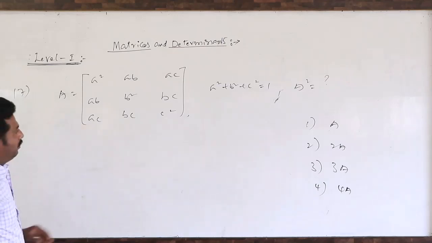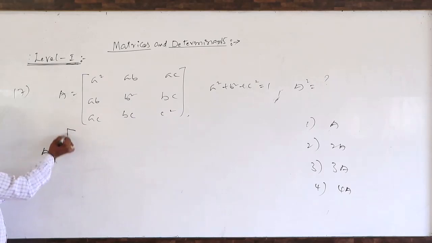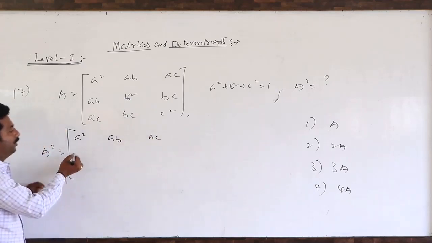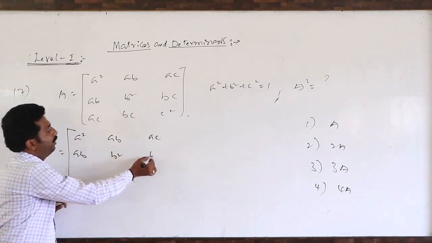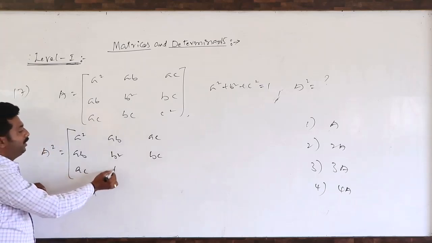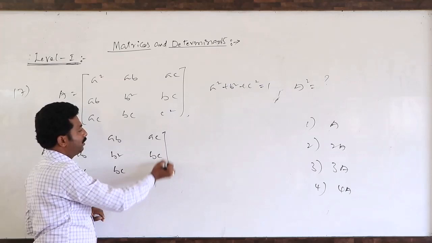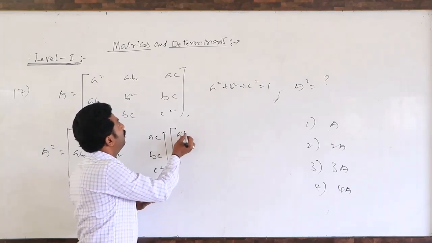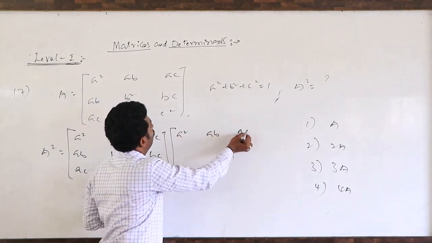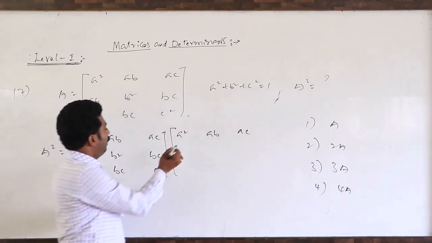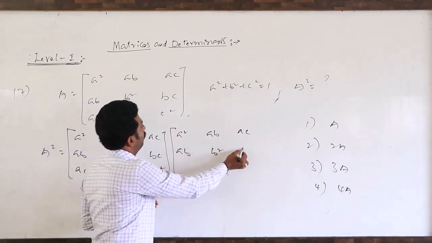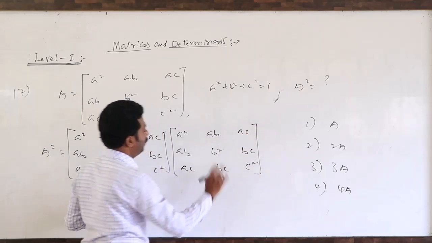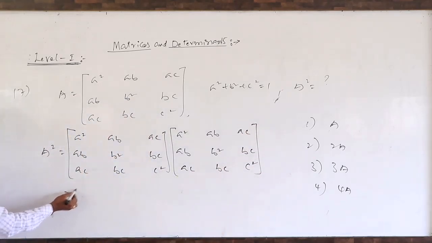So A squared we will see. What is A squared? A squared is the matrix [a squared, ab, ac; ab, b squared, bc; ac, bc, c squared] multiplied by itself. Just I will simplify only one row.